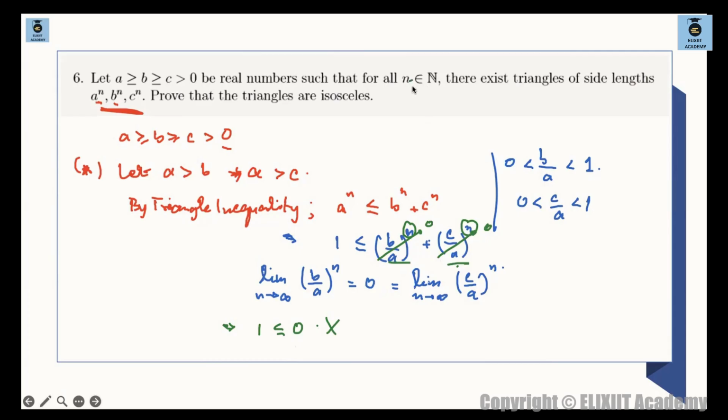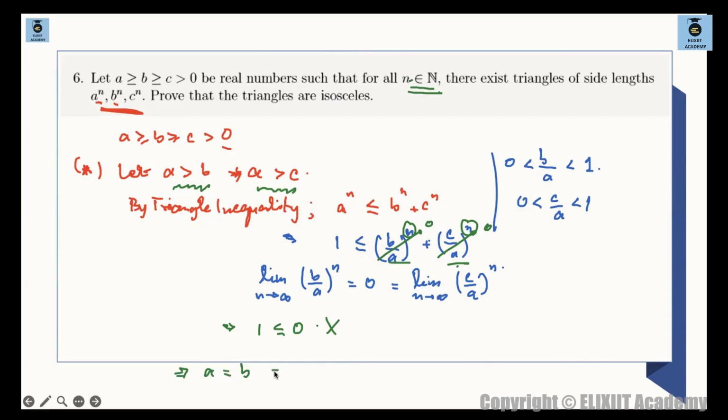N belongs to all natural numbers. This will definitely not hold for all natural numbers. For larger values of n, this is failing. Okay. So basically A cannot be more than B, and A cannot be more than C. Also A cannot be less than B, and A cannot be less than C as well. So the only possibility is that A is equal to B.